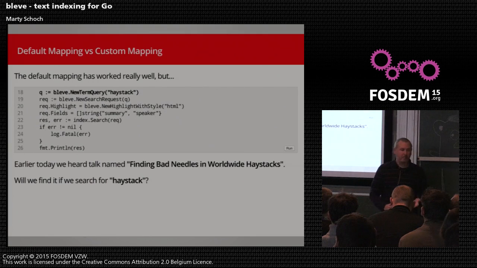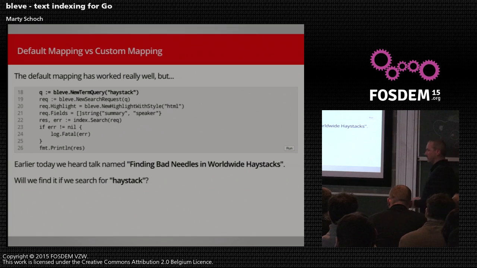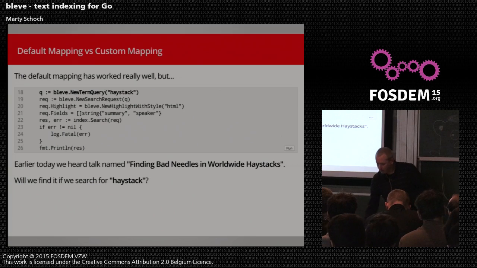So I mentioned the mapping at the beginning of the talk and how it was important. And as you can see, we've gotten pretty far with just using the default mapping. A lot of the stuff you expected to work did work out of the box. But it's not perfect, and I wanted to highlight that here because this is, I would say, a very important topic to successfully using bleve.